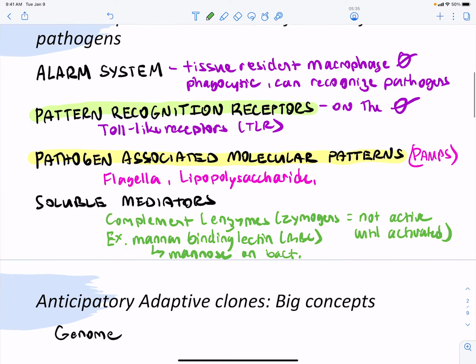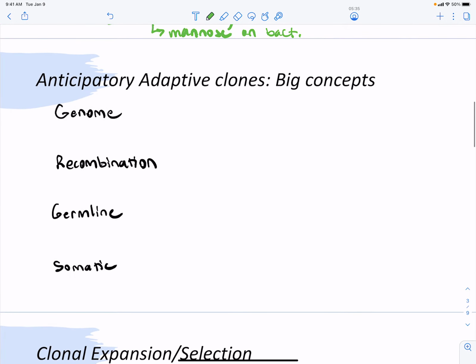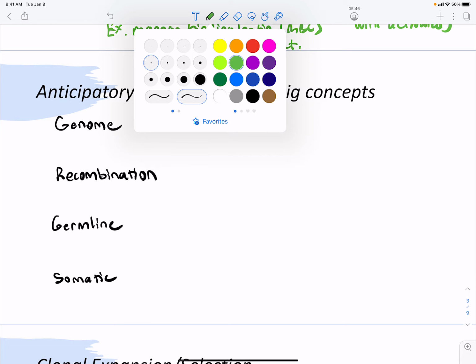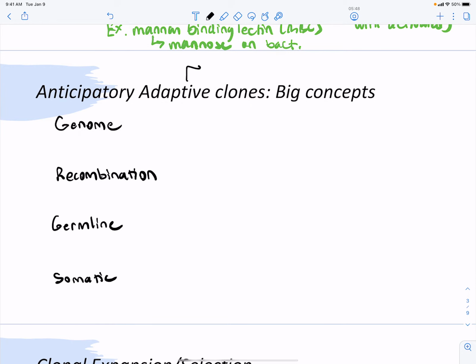Okay, so now how does our adaptive response work? So our adaptive response is very different from our innate response. And remember that our adaptive response is going to be specific. And our adaptive response has to learn. It doesn't know, it just has to be taught. And it has to learn what's in your environment.